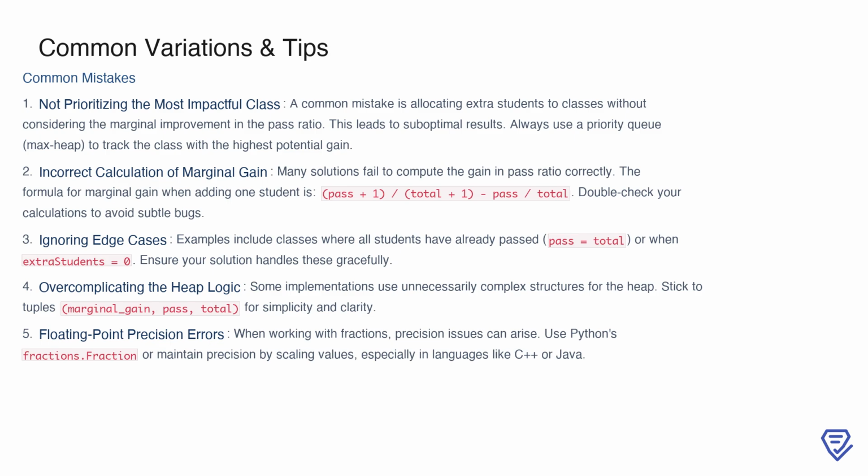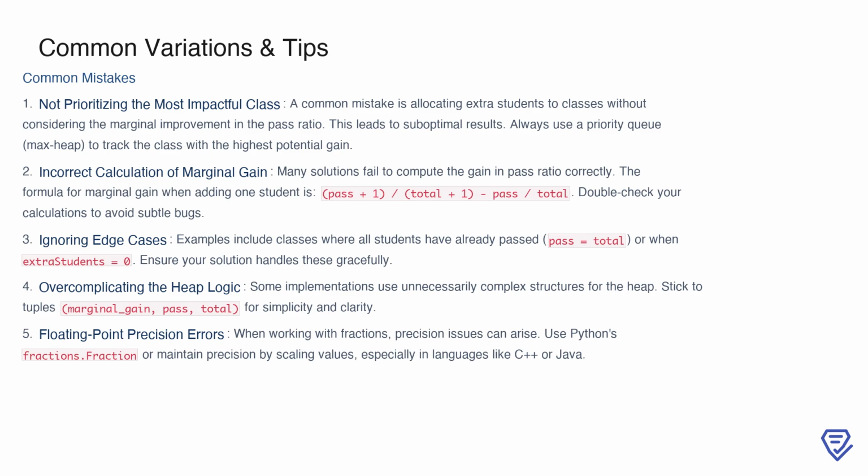Another common pitfall is the incorrect calculation of marginal gain. Remember, the formula for marginal gain when adding an extra student is (pass + 1) / (total + 1) - pass / total. This ensures you're accurately evaluating the benefit of adding a student to a class. Additionally, edge cases should not be overlooked. For example, classes where all students have already passed, or scenarios where no extra students are available, need to be handled carefully to prevent errors.